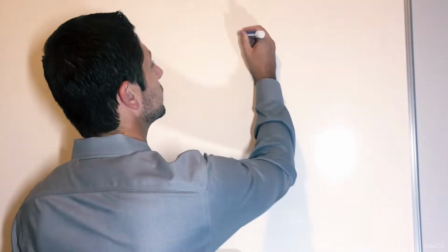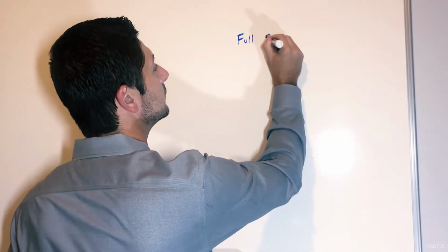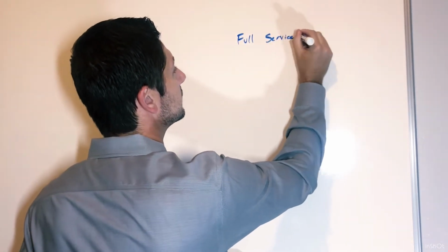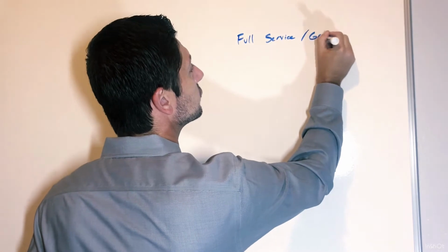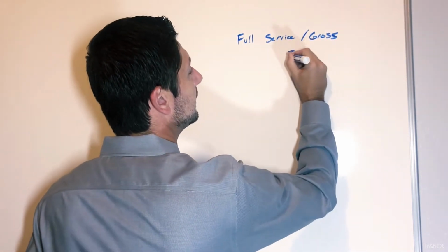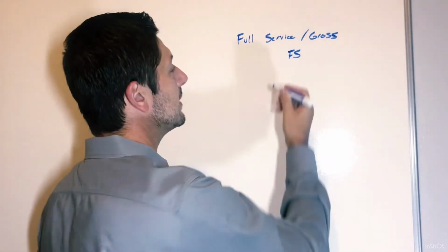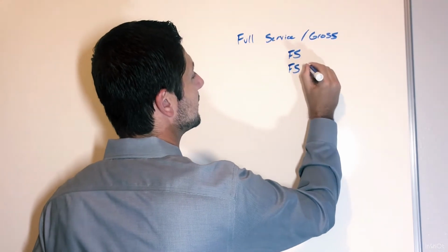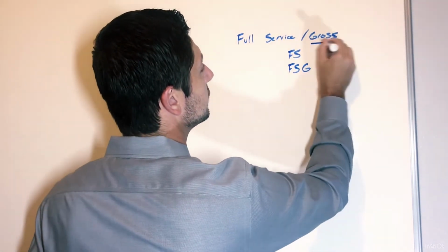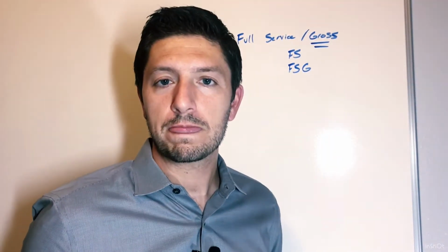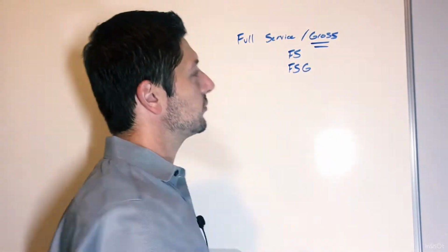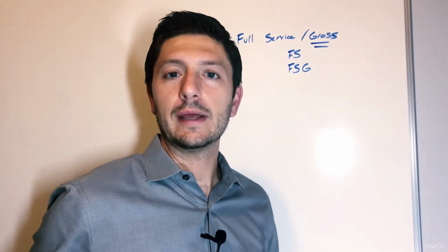All right, so first up are office rental rates. Typically, when you're seeing an office building quoting an office rental rate, it will be full service gross. Full service or gross. You may see it abbreviated FS. You may see it abbreviated SFG. You may see it just listed as gross. When you see this, what you're seeing is an all-in number.